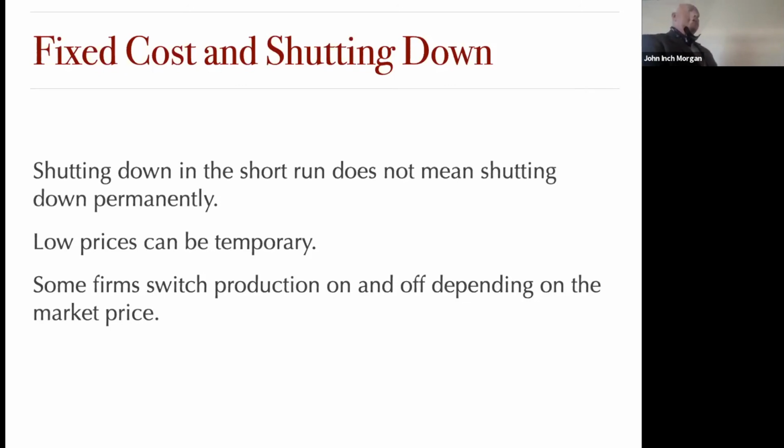Now, if we go to negative economic profit, where our marginal costs are greater than our marginal benefits, then we have to make that decision as to whether or not we're going to shut down. As I mentioned before, and this is just kind of a summary, shutting down in the short run does not mean shutting down permanently. Low prices can be temporary, and some firms switch production on and off depending on the market price. Which firms would be those types of production?